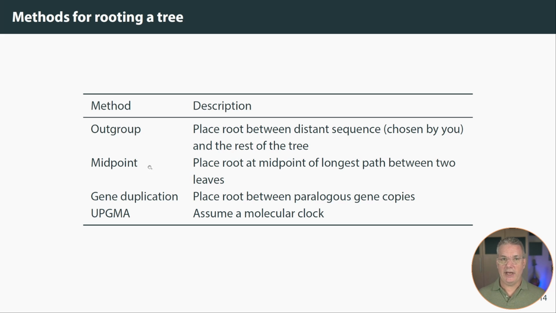Another method is a midpoint method. So in the midpoint method, we draw a tree and we decide that the most evolutionary change, so the two leaves that are furthest apart from each other, should represent the most divergence, and we put the root in the middle, halfway between those two. Another method that would be useful if we're looking at ancient gene duplications is we just place the root between paralogs of gene copies. And then finally, this method, UPGMA, is a distance-based method that assumes a molecular clock and yields a root by virtue of that assumption.